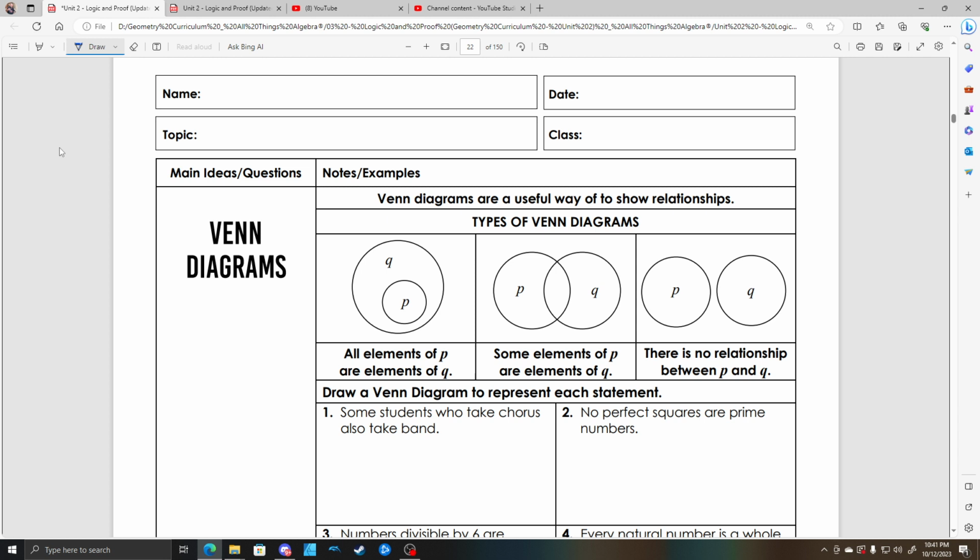Hello everyone. Today we are going to learn about Venn diagrams. This is lesson 2-5. Let's go ahead and get started.